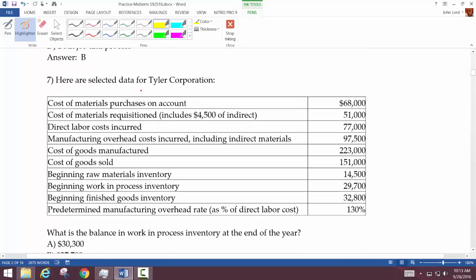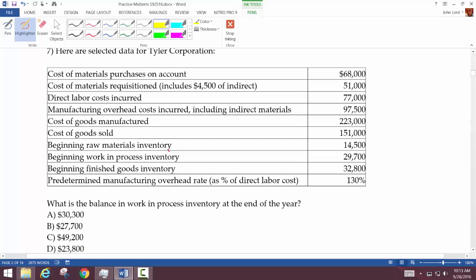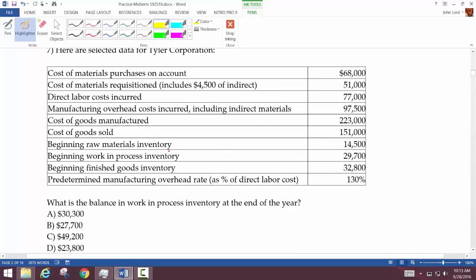Okay, good. Who's up for number 7? We're looking for the work in progress at the end of the year. Number 7.